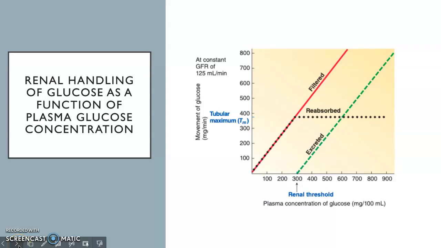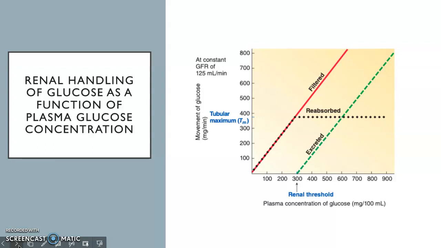So this is the scholarly article that will be discussed. This scholarly article is renal handling of glucose as a function of plasma glucose concentration. Oh, I'm sorry, this is not the scholarly article, this is just the graph that I have. So you can see it's the renal threshold on the x-axis and the tubular maximum on the y-axis.